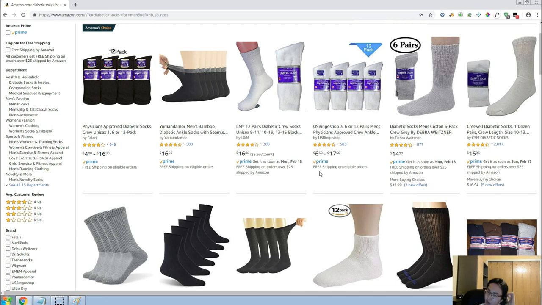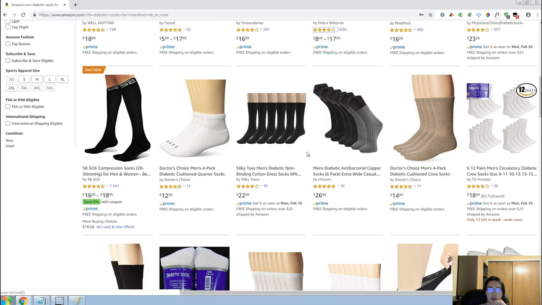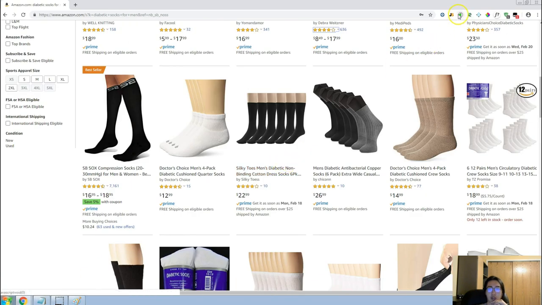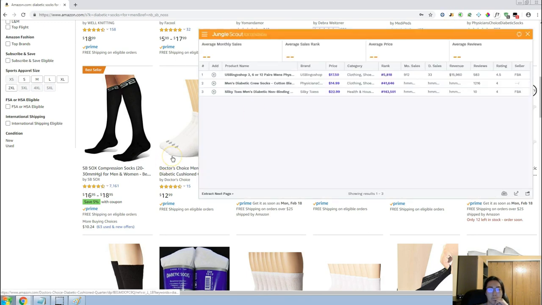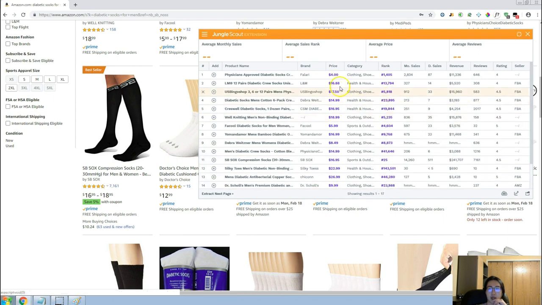But what does that entail? How would you have diabetic socks? Does it help with blood circulation? I don't understand. Oh, extra wide? Circulatory casual. Big reviewers.